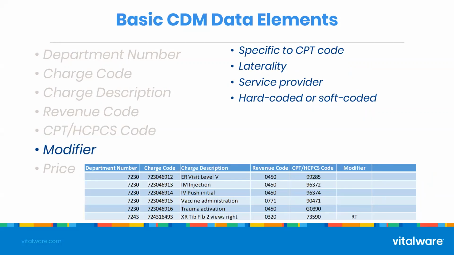The next thing we have here is modifier. Modifiers obviously are specific to particular codes. Not all modifiers can appropriately be applied to all CPT codes. And I would say the most prevalent modifiers are those of laterality. So your RT for right, LT for left, and 50 for bilateral.